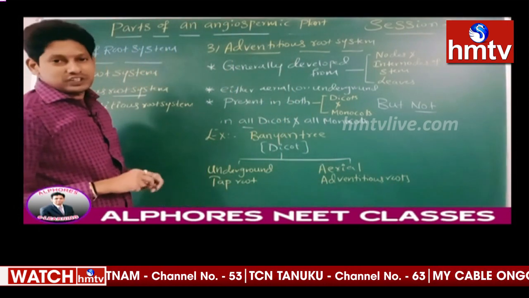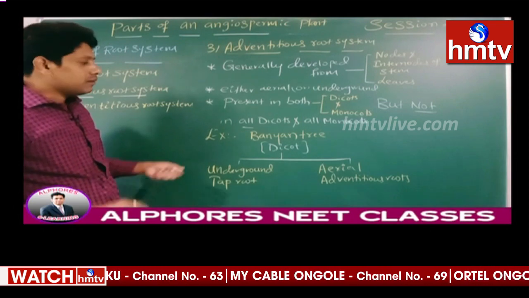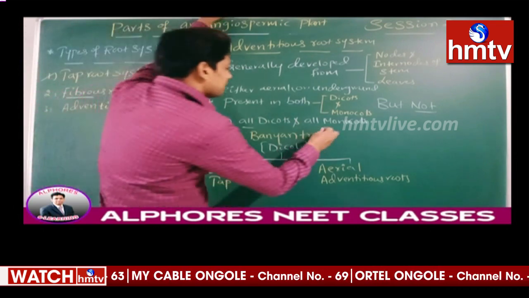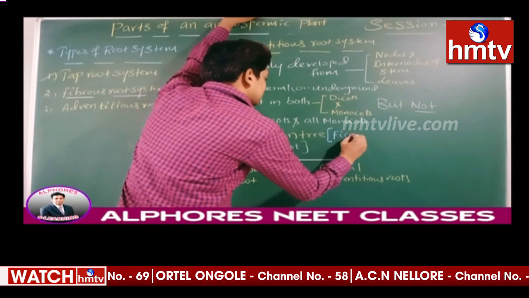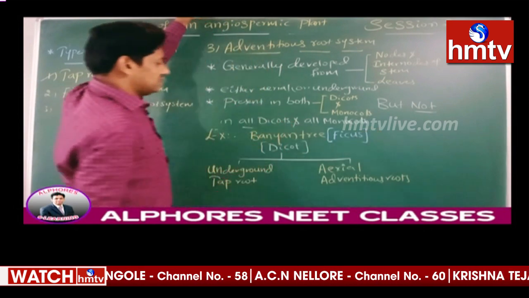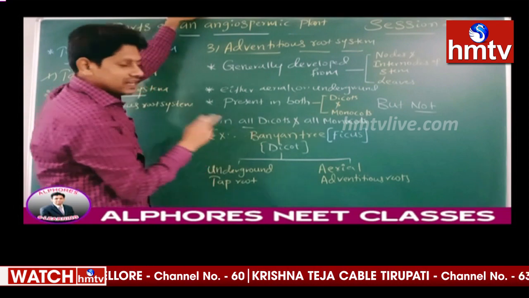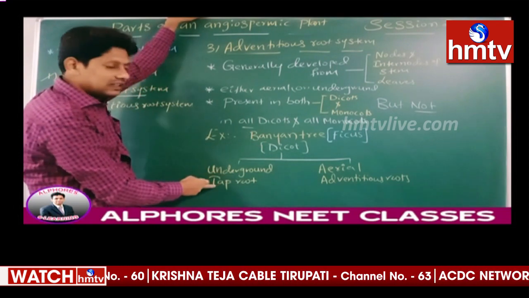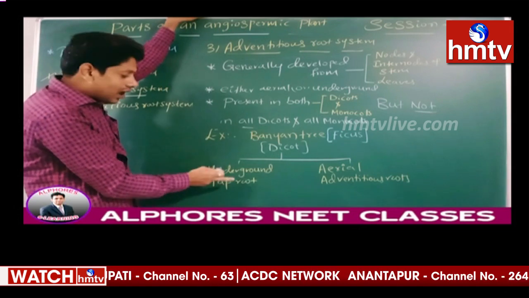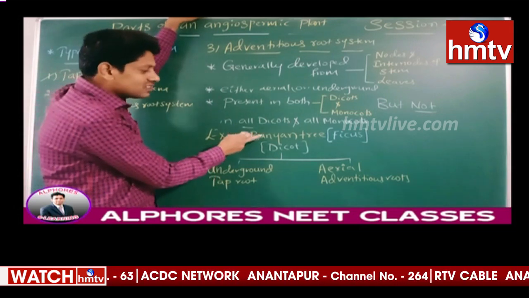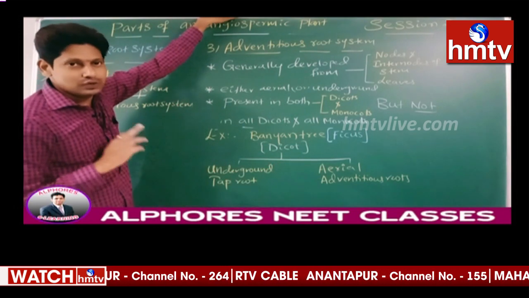Aerial adventitious roots. Is it okay? If you see the scientific name of the banyan tree, the genus word is Ficus. Therefore, banyan tree, Ficus, is a dicot. Dicot means it should contain a taproot. In the banyan tree, the taproot is underground. Along with the underground taproot, the banyan tree also contains aerial adventitious roots.